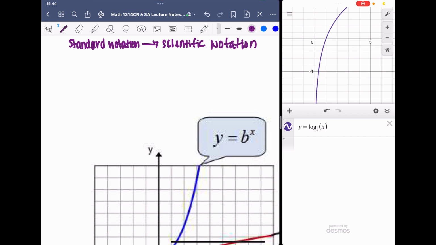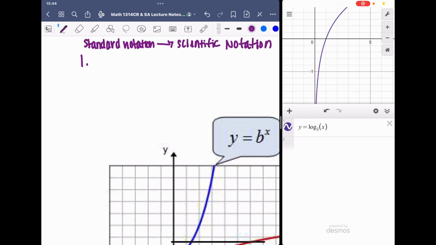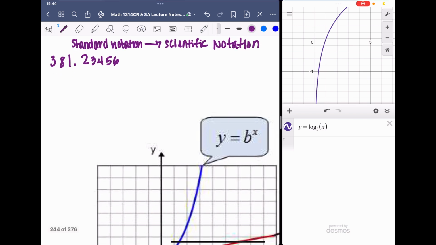So here's how it goes. Scientific notation is some number times 10 raised to an exponent. So if I give you the standard notation of 381.23456, this is considered standard notation on the left. We want you to make it into scientific notation.